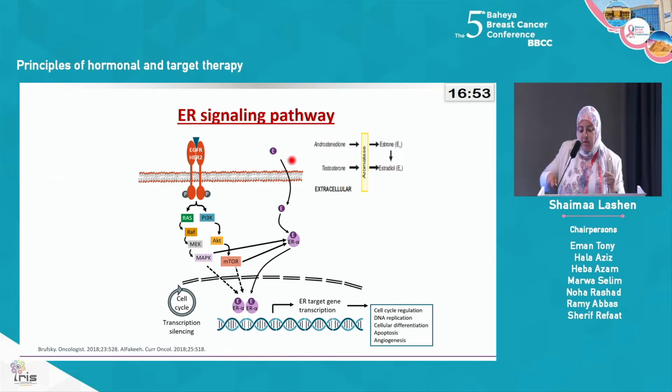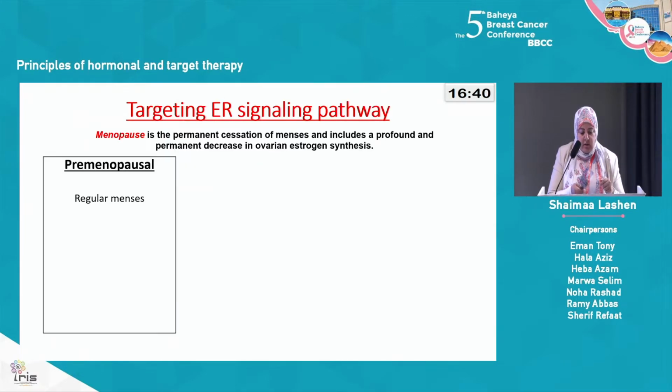And just to remind you, where does estrogen come from? Estrogen comes from testosterone and androgen by aromatization and conversion into estrone or estradiol, E1 or E2, which in turn inter-convert.